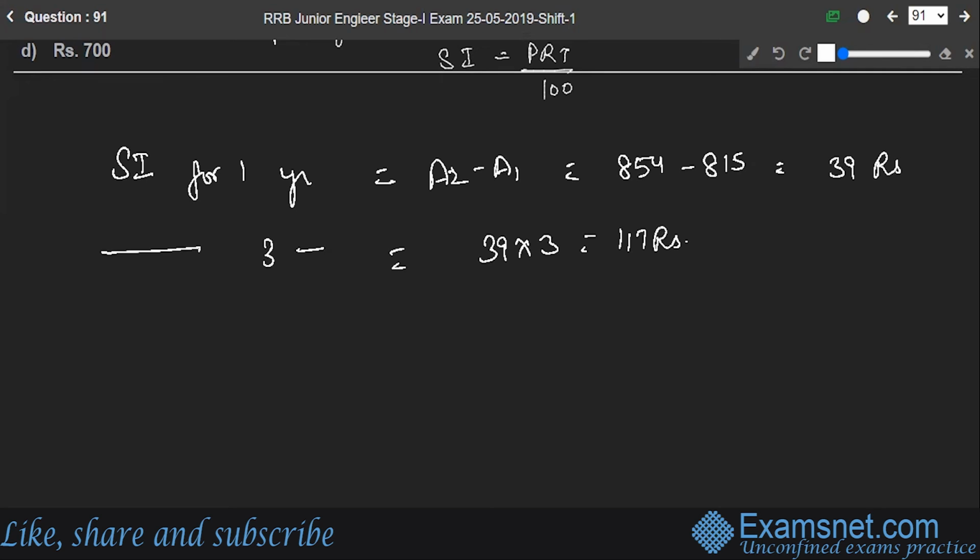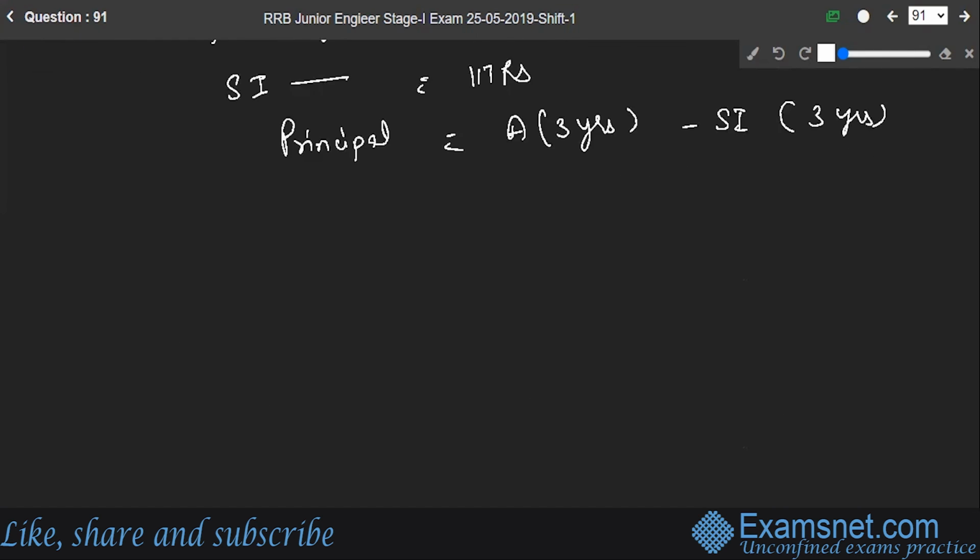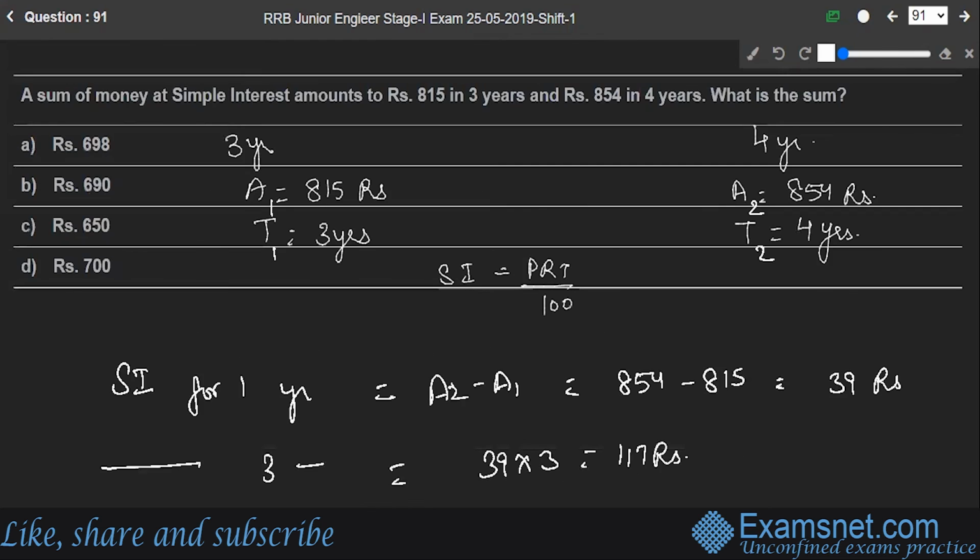117 rupees, right? So amount for 3 years was equal to 815. Simple interest for 3 years was equal to this. So what will be the principal? It will be A for 3 years minus simple interest for 3 years, which is equal to 815 minus 117, that is equal to 698 rupees. That makes option A the right answer.